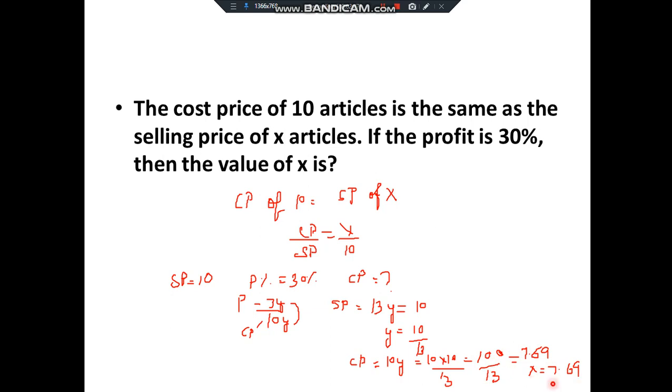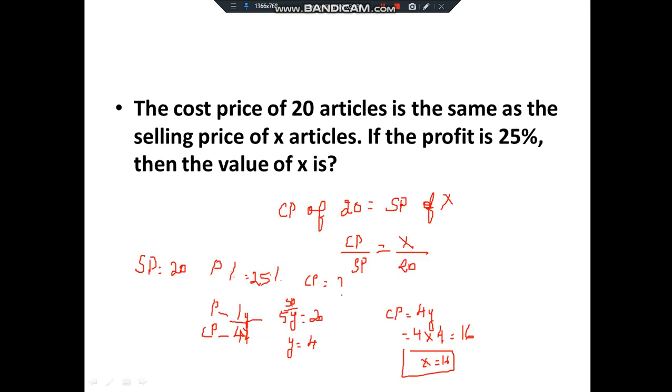We'll have one more question. You try it by yourself. See, the cost price of 20 articles is the same as selling price of x articles. Profit percentage is 25%. Then find the value of x. So, CP of 20 is equal to SP of x. So, CP by SP is equal to x by 20. So, we have got SP value as 20. CP is equal to x that we have to find. And profit percentage is equal to 25%.